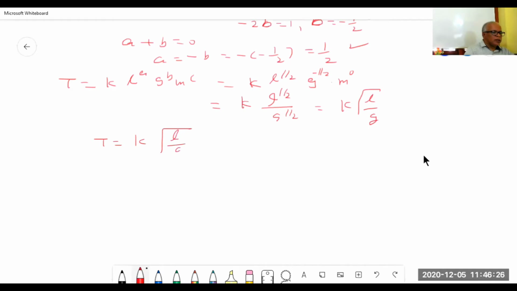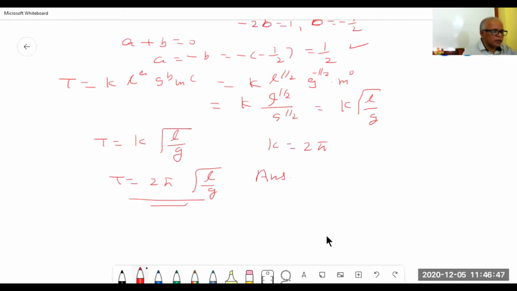You can check dimensional homogeneity here if you want. K is equal to 2 pi. You can find it out by some other method. K is equal to 2 pi. So K is 2 pi into root of L by g. In simple harmonic motion you can find it out. And this is the answer. Okay, I hope you followed it. I made a small mistake, be careful.